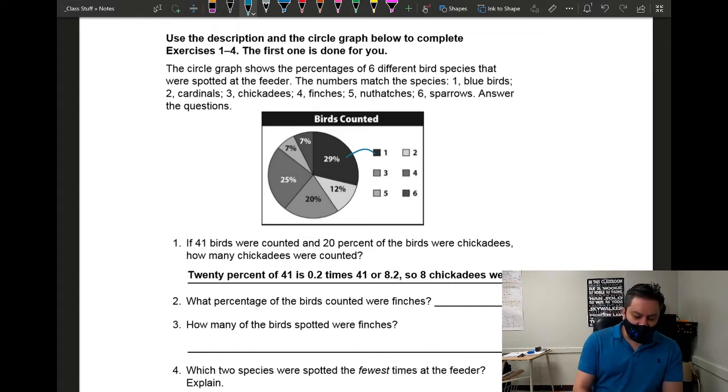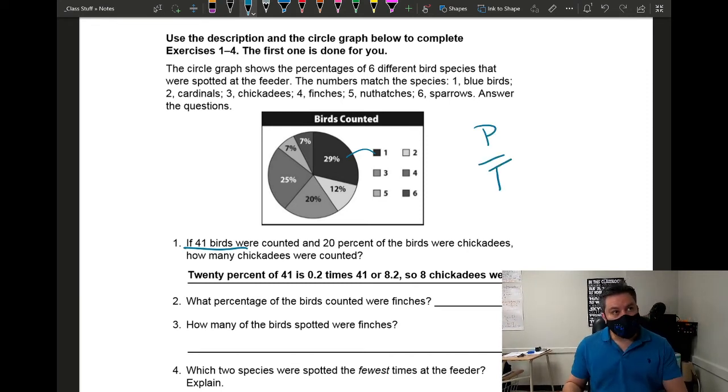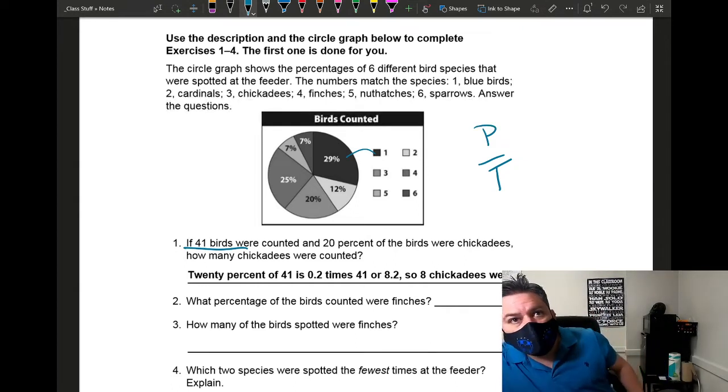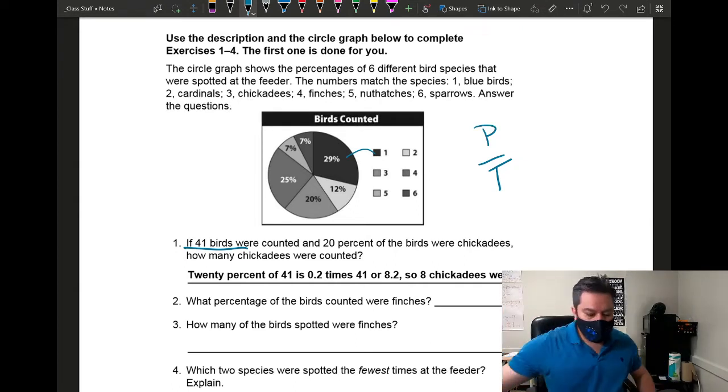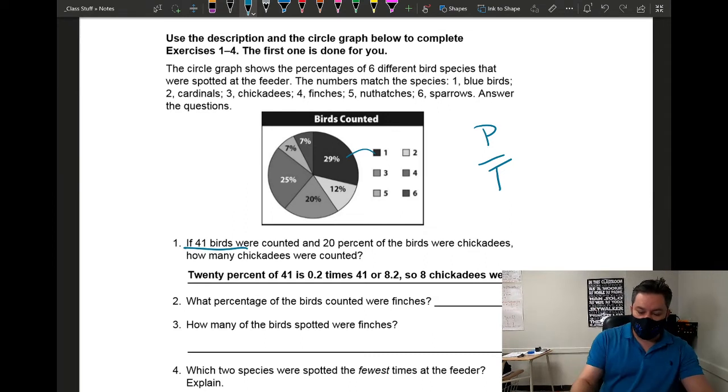It says, number 1, if 41 birds were counted and 20% of the birds were chickadees, how many chickadees were counted? Again, this is the total of birds. This is part of our total. Okay, part of our total. My total is given to me. My total is 41 birds.